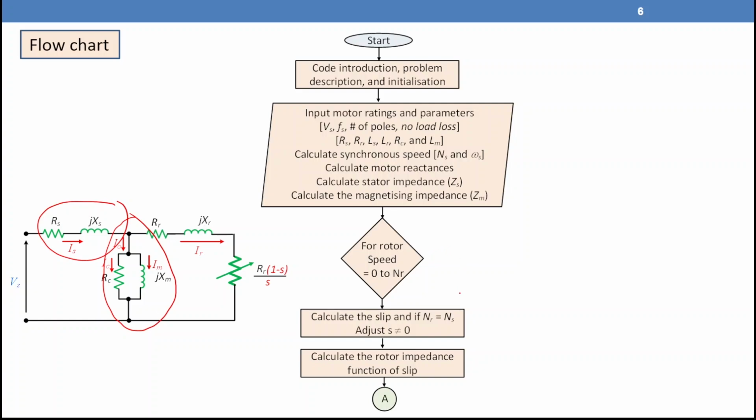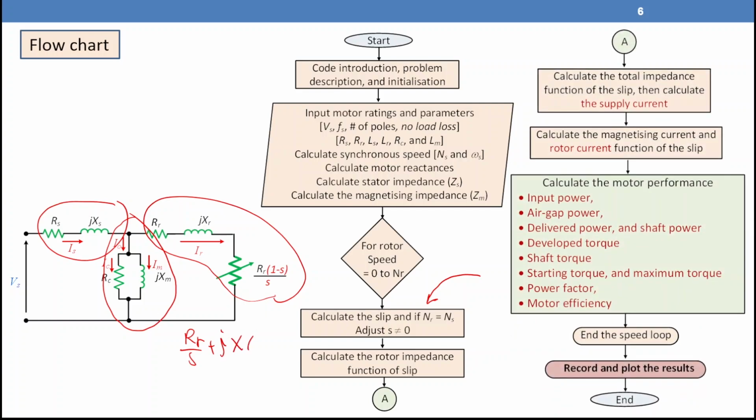we are going to calculate the slip for each speed. But take care of this condition. If NR equals NS, we should avoid S equals 0, to avoid 1 over 0 giving you infinity. So we are going to calculate now the rotor impedance as a function of the slip. That one will be R rotor over S plus jX rotor. From this one, we calculated the rotor impedance.